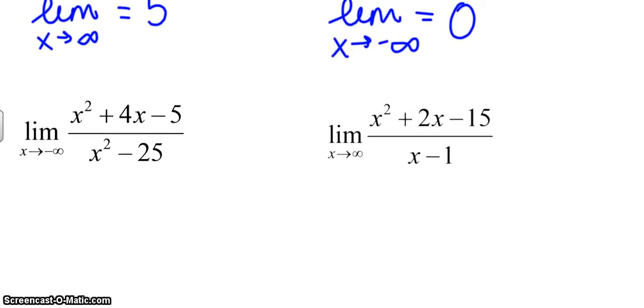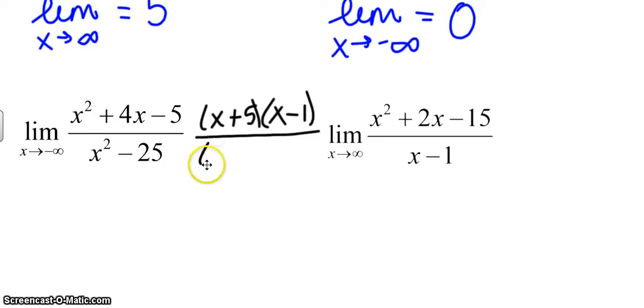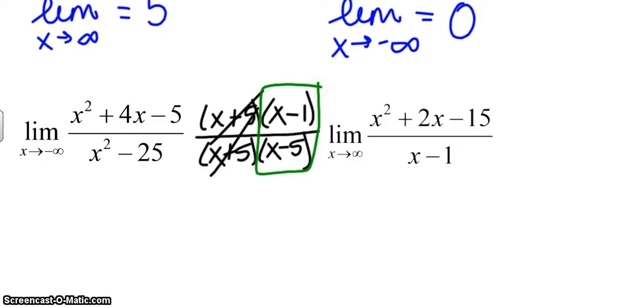Alright, the limit as x goes to negative infinity, let's go ahead and try to factor this one. Here we're going to get x plus 5 and x minus 1 over x plus 5, x minus 5. These are going to cancel out, so we don't need to worry about them. Instead, we want to look at the limit as x goes to negative infinity of this function here. We've got x to the first power and x to the first power, so those are even, in which case we just look at their leading coefficients, which gives the limit as x goes to negative infinity of 1 over 1, which is just 1.